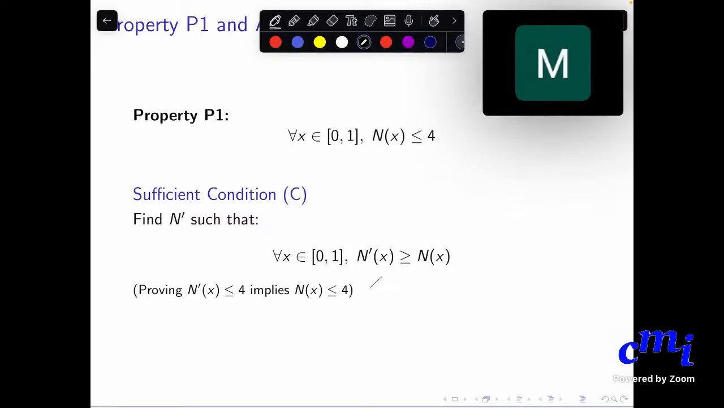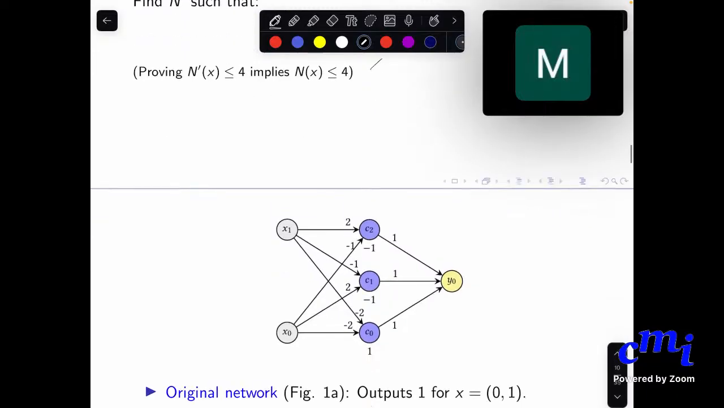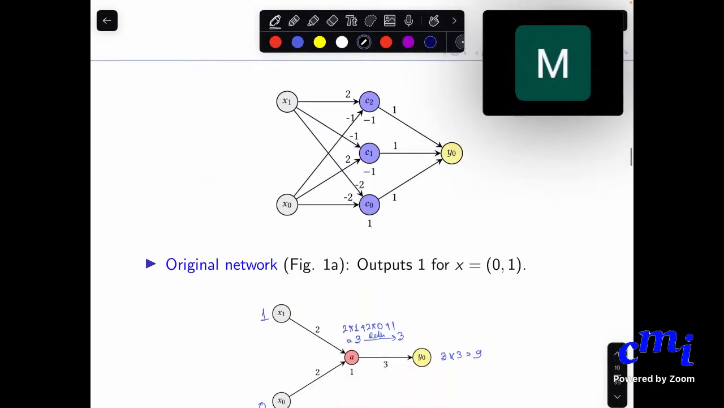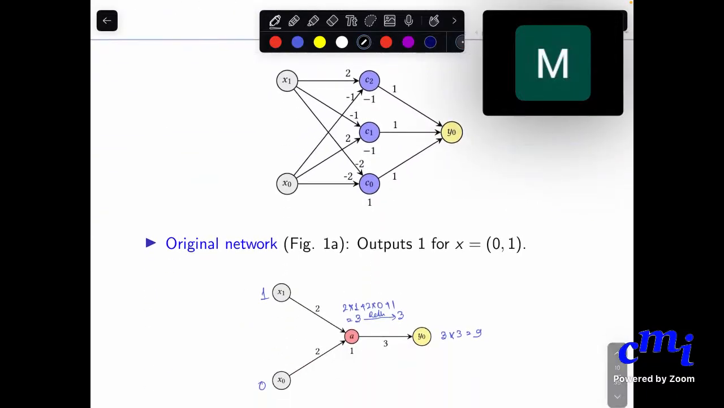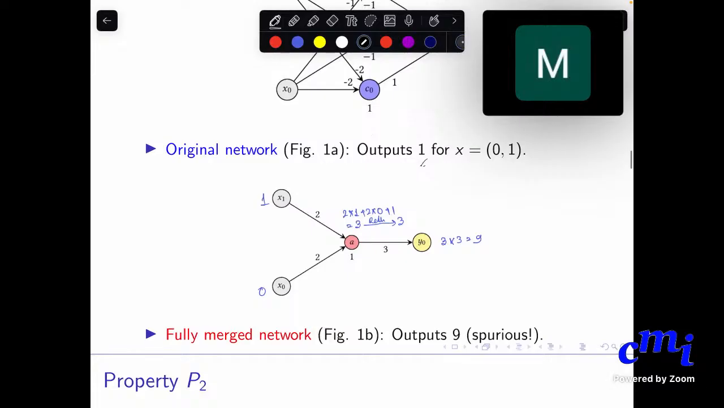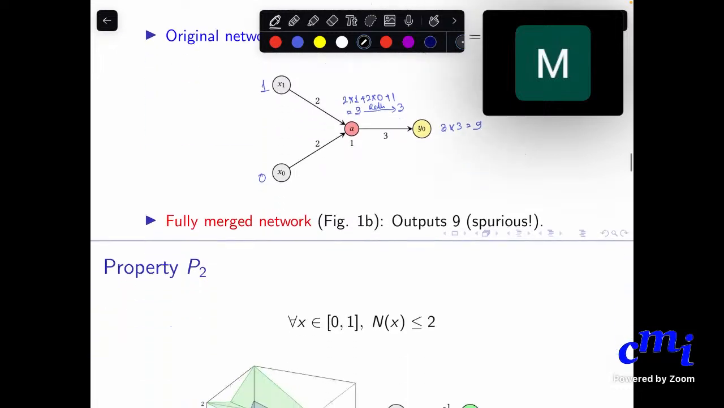Hence, when the abstracted network satisfies the property less than 4, we can automatically conclude that the original network N of x also satisfies the property less than 4. Now in the original network, if we feed the input 0, 1, we will get the output 1. But in the abstracted neural network, if we feed the input 0, 1, we will get the output 9. So this is a spurious counterexample. We will see another property.